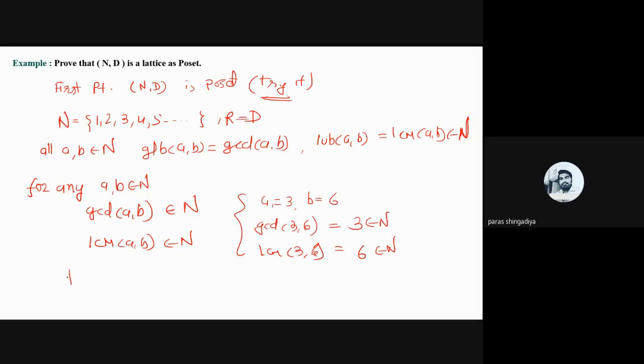Therefore we can say that GLB of a, b belongs to N, and LUB of a, b belongs to N. And it is already a poset, so we can easily say that (N, divides) is a lattice as a poset. Clear? This is the proof of this one, a simple one.